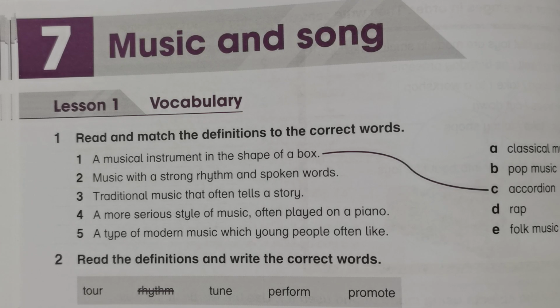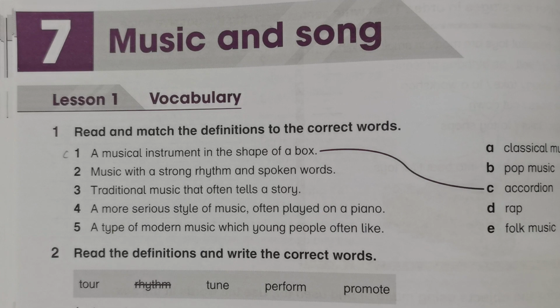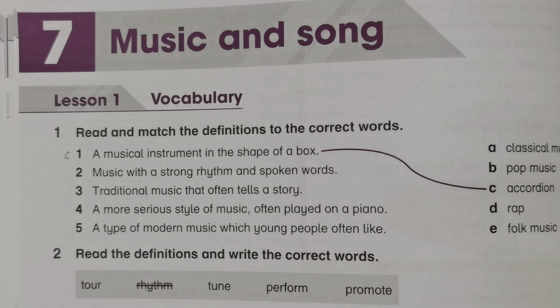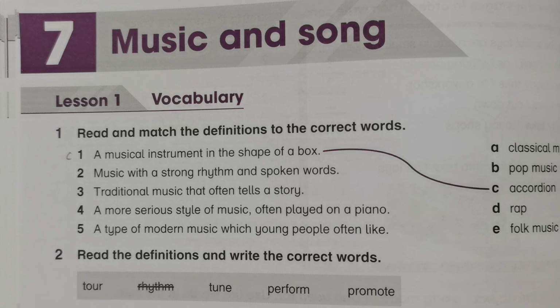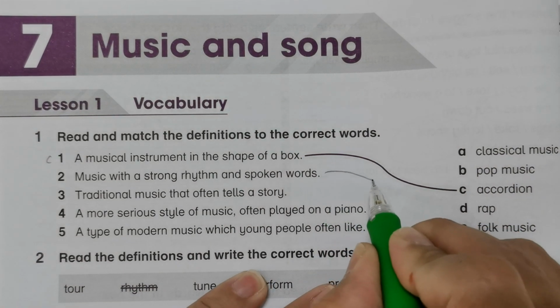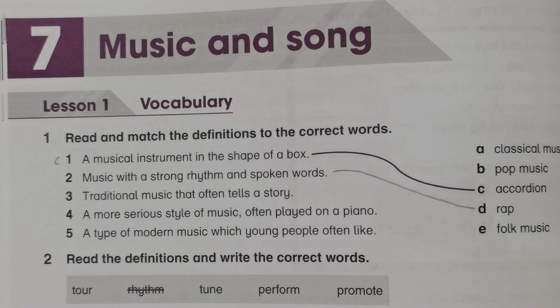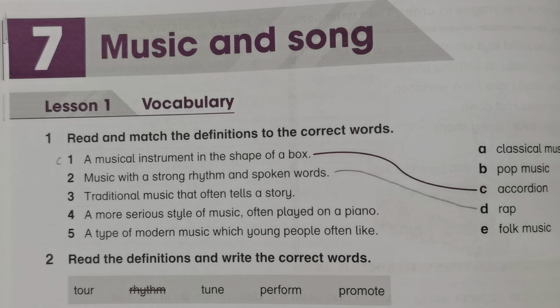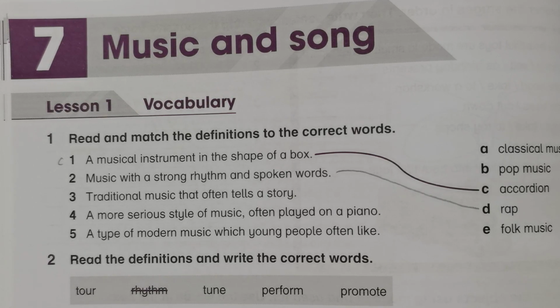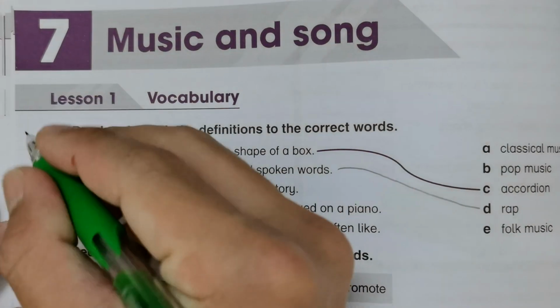So already given, answer number 1 is C. So this is a musical instrument in the shape of a box. And number 2, music with a strong rhythm and spoken words. So this is basically rap. If you heard some famous American rapper like Eminem, he's a rapper that performs music with a strong rhythm and spoken words. So number 2 is D.